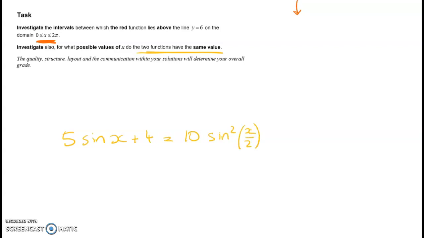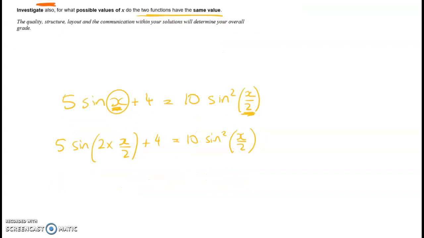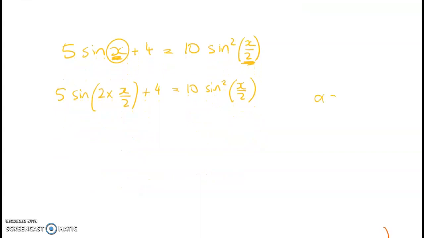And we look at that and we notice, well, it's good that we've got sine and sine, but we've got a problem. We've got an x here and we've got an x on 2 here. Happily, one of them is twice as big as the other. So I'm going to replace the x with two lots of half x. So let's rewrite this as 5 sine 2 times x on 2 plus 4 is equal to 10 sine squared x on 2. And right away, just to make things faster, I'm going to let alpha equal x on 2.